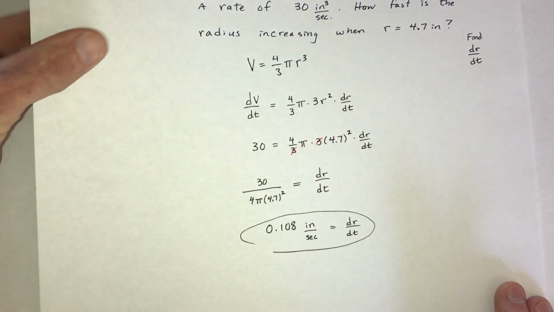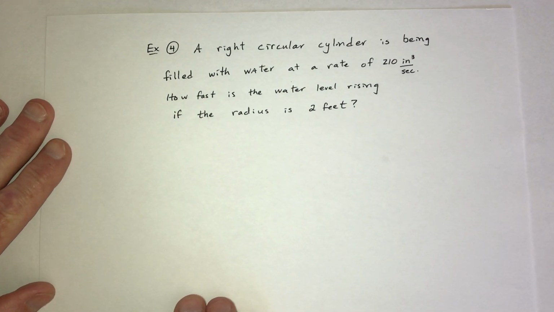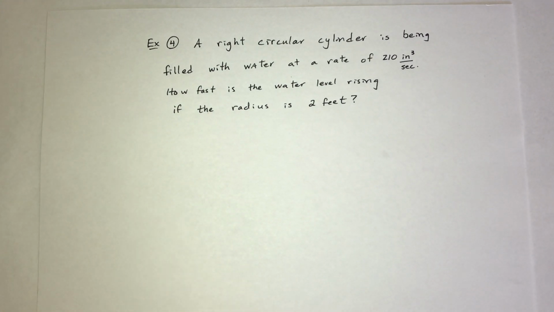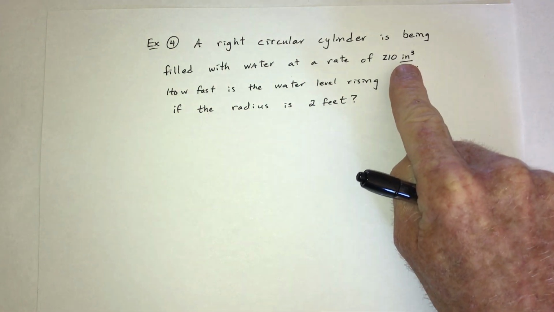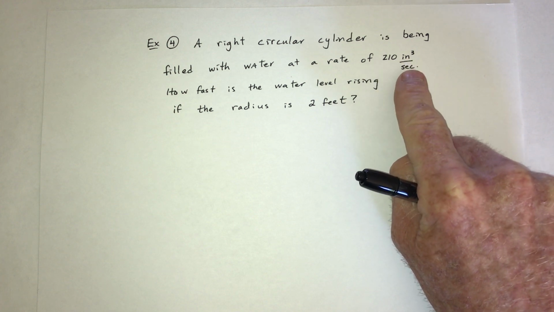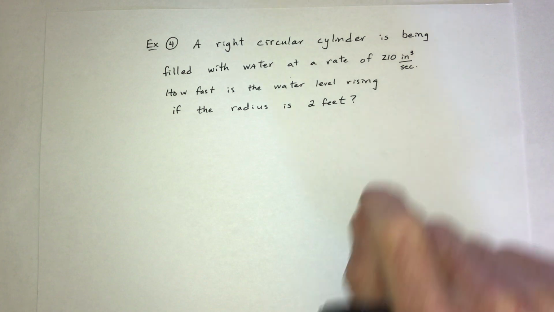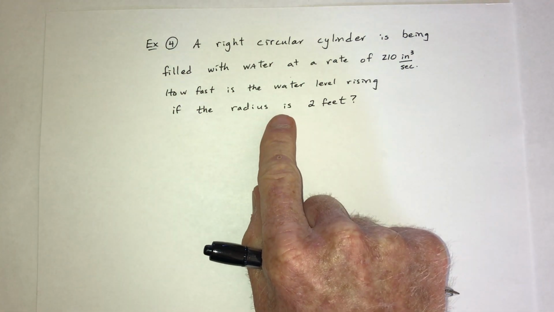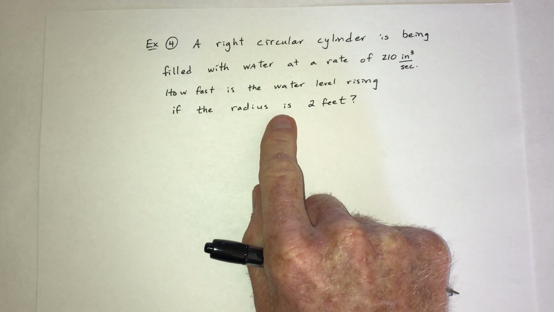And now for a different type of example, number 4. Right circular cylinder is being filled with water. The rate, so that's volume. Inches cubed is volume, so it's basically telling you the dv dt is 210. How fast is the water level rising? If the radius is 2 feet.